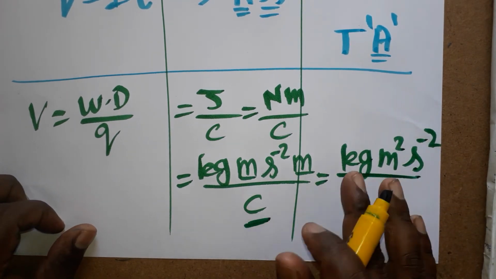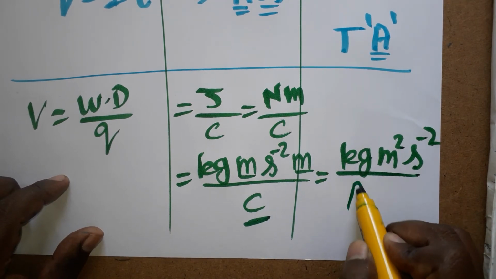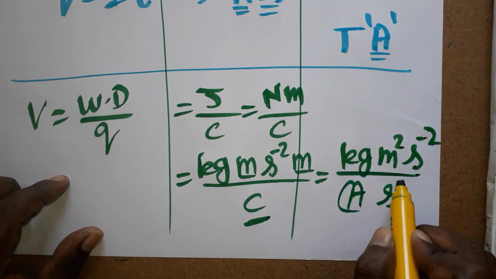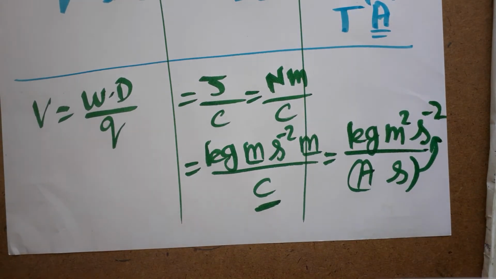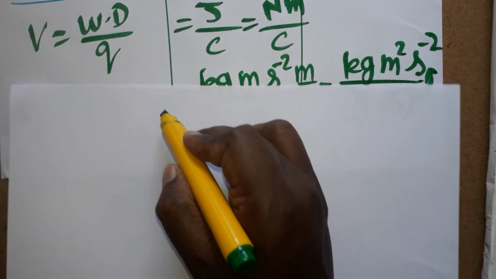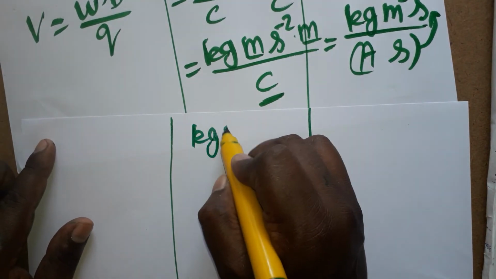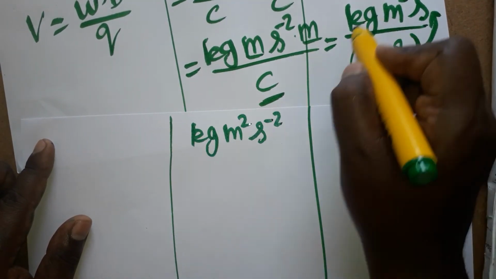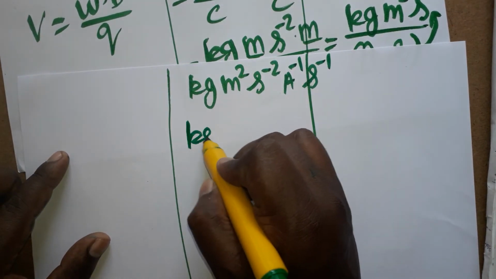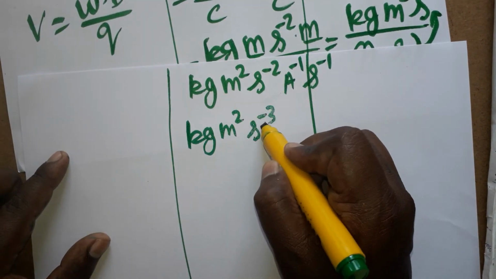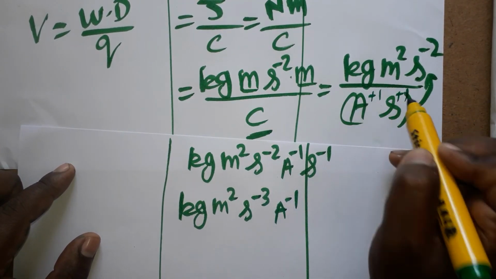Coulomb doesn't have a dimensional formula, so I am changing coulomb to current into time, that is ampere into second. From the denominator, if we take this to the numerator, we get kg meter square second minus 2, then A minus 1 and second minus 1. So this unit is kg meter square second minus 3 A minus 1, because from the denominator to the numerator, plus changes to minus 1.